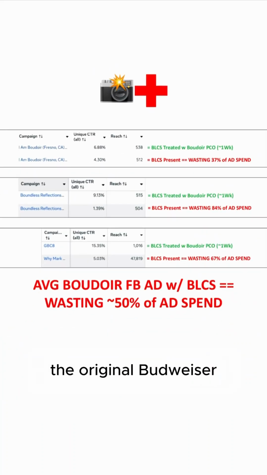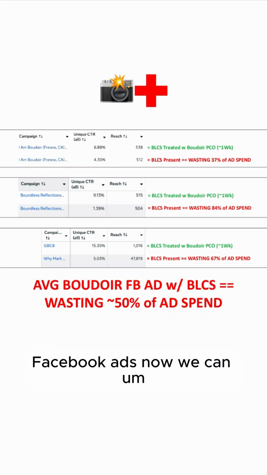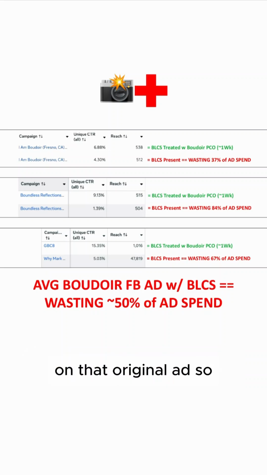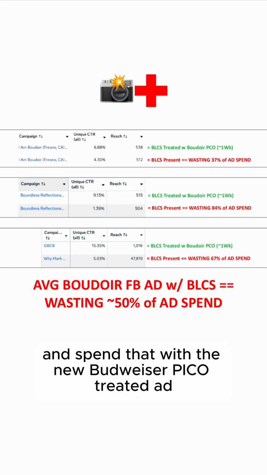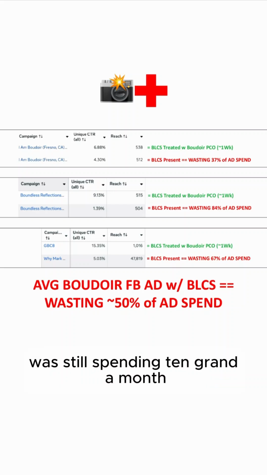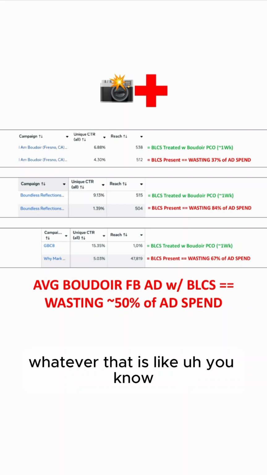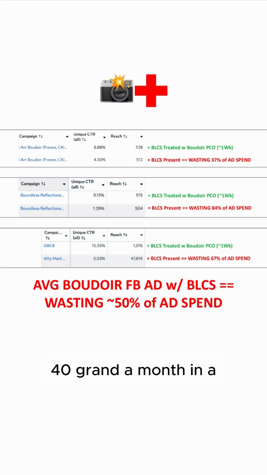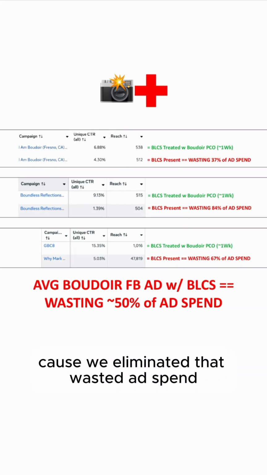So we found out the original boudoir Facebook ad was wasting about 37% of its ad spend. So if they're spending 10 grand a month on boudoir Facebook ads, basically 3,700 bucks a month was being wasted on that original ad. So what we can do is cut our ad spend by that amount, pocket it, only spend 6,300 bucks a month, and spend that with the new boudoir Pico treated ad, and we're able to get our ad into the same number of women's brains as if the original was still spending 10 grand a month. So it's given us 3,700 bucks a month times 12, whatever that is, like 40 grand a year in kind of phantom profit or extra profit because we eliminated that wasted ad spend.